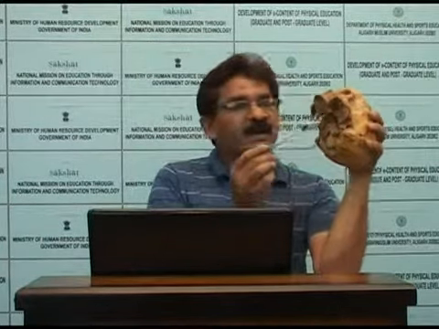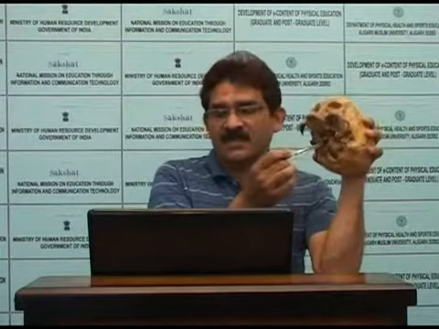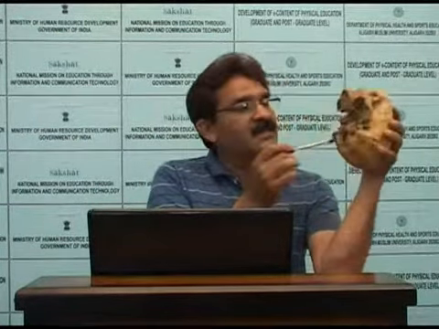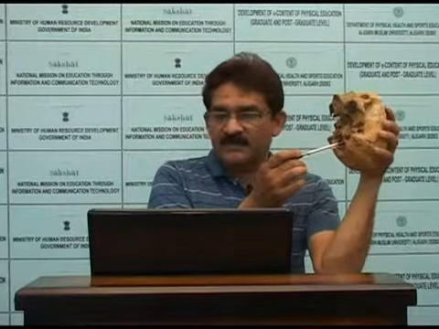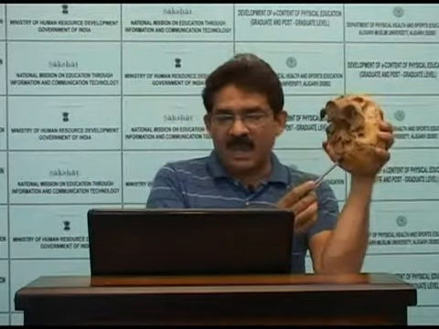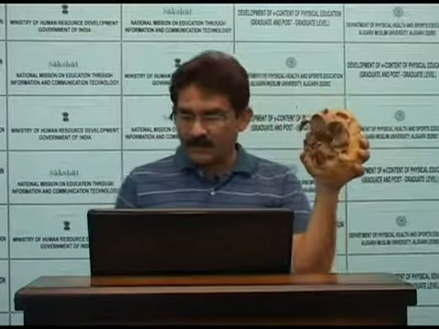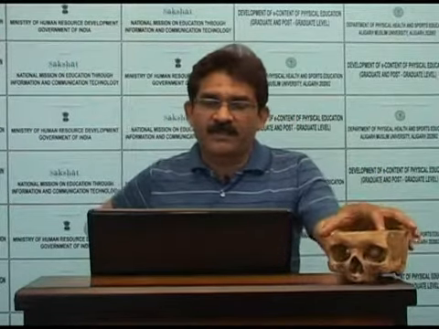Number one, basilar region. This is the basilar region, and the condylar region. This is the condylar region, and third is the squamous region. Basilar portion presents a small tubercle, the pharyngeal tubercle, for attachment of the pharyngeal constrictor.